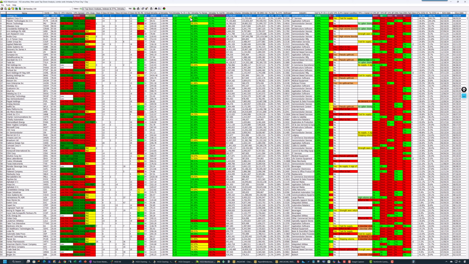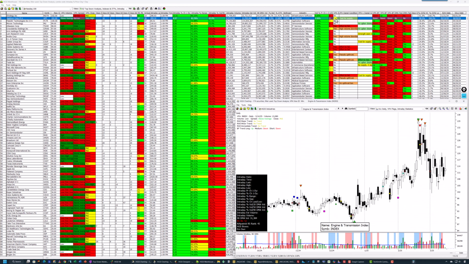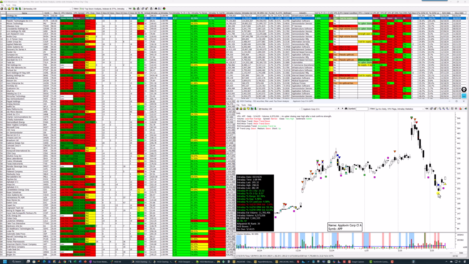If I look over here to the right, you can see most of these were negative yesterday on the VPA, but here was one that had a test for supply. So let's look at, bring it up, and you can see that it was in free fall. Here's a test, a confirmation of the test today. So it is seeing some buyers come into it.